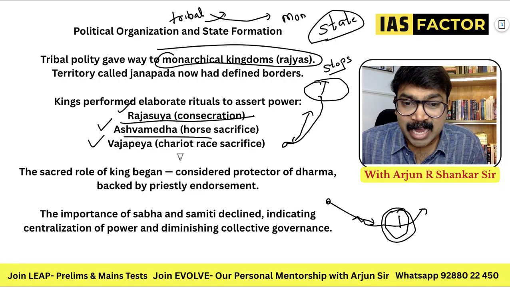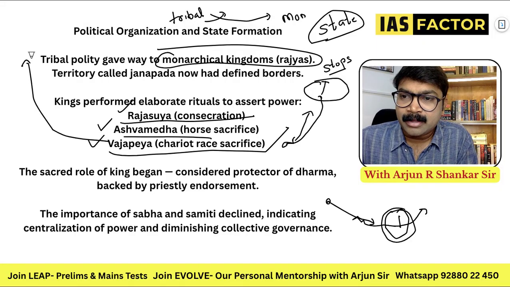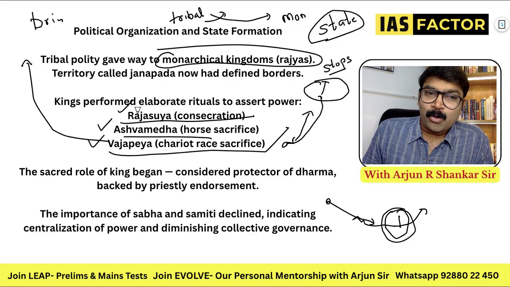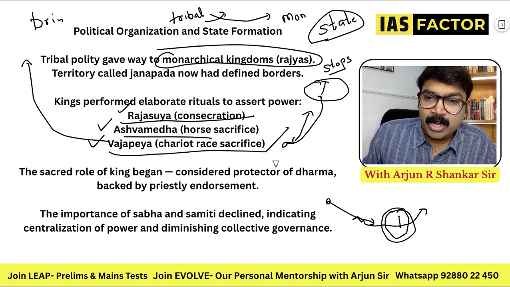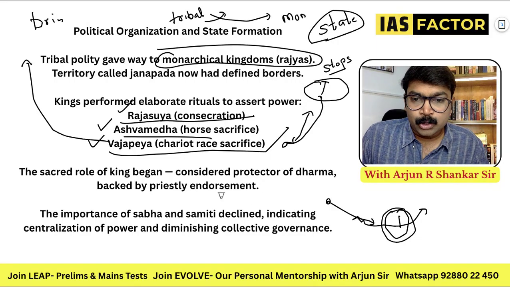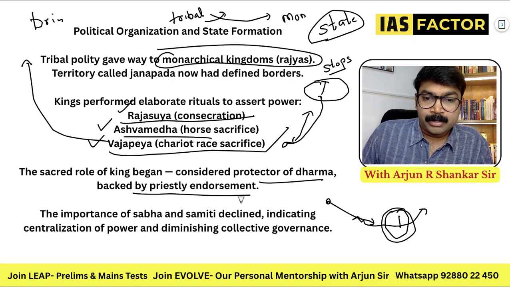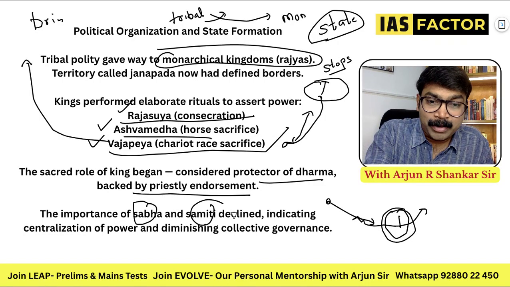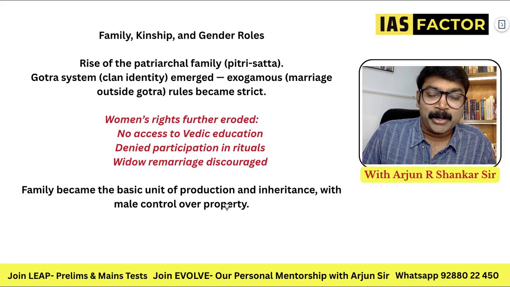So Ashwamedha, chariot race sacrifice, Vajapeya, even drinking challenges were launched. Kings will drink with each other, and whoever drinks more gets the kingdom. There are many other things like this. So Vajapeya, Ashwamedha, Rajasuya can all be seen in the later Vedic period. So the king became the protector of dharma, backed by priests. So the importance of Sabha and Samiti that was seen in the early Vedic period completely declined, indicating centralization of power. So that is also to be noted.